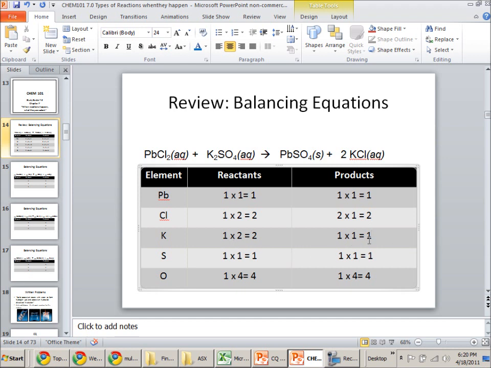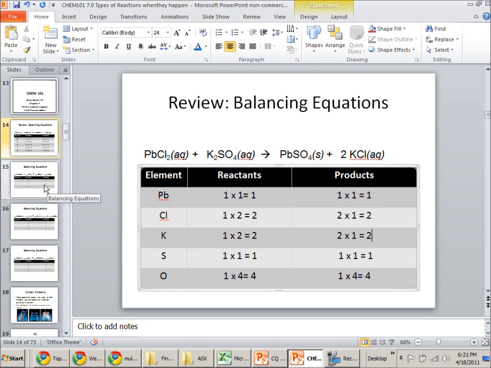How about potassium? Did I change potassium by making it 2 equivalents of potassium chloride? I did. So now there are 2 potassium chlorides, which means there are 2 potassiums. So this is now officially balanced, unless I made huge mistakes. I say that because every element in this equation has the same number in the reactants as in the products. So 1 lead, 2 chlorides, 2 potassiums, 1 sulfur, and 4 oxygens, in both products and reactants.